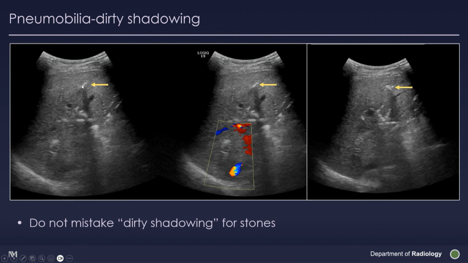And the reason I'm showing the ultrasound is the same issue. When you look at the ultrasound, you actually get dirty shadowing, not to be mistaken for calcifications.